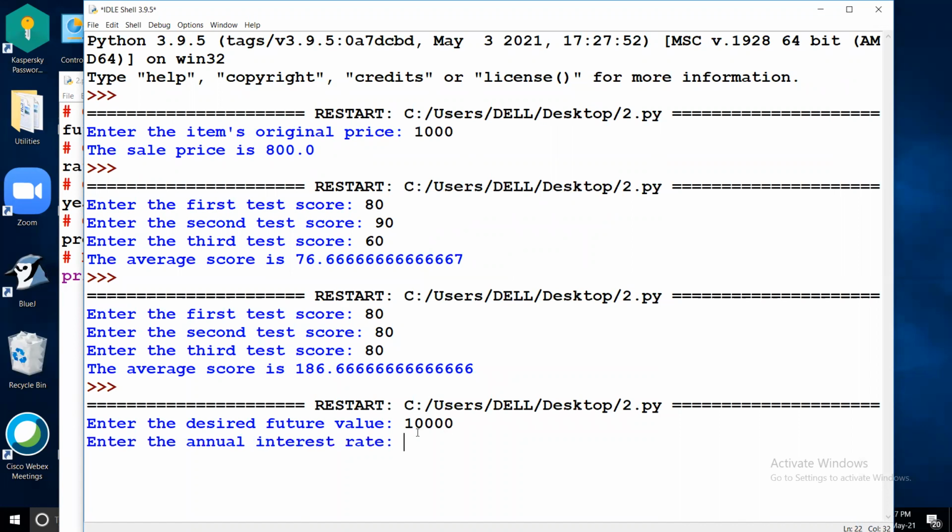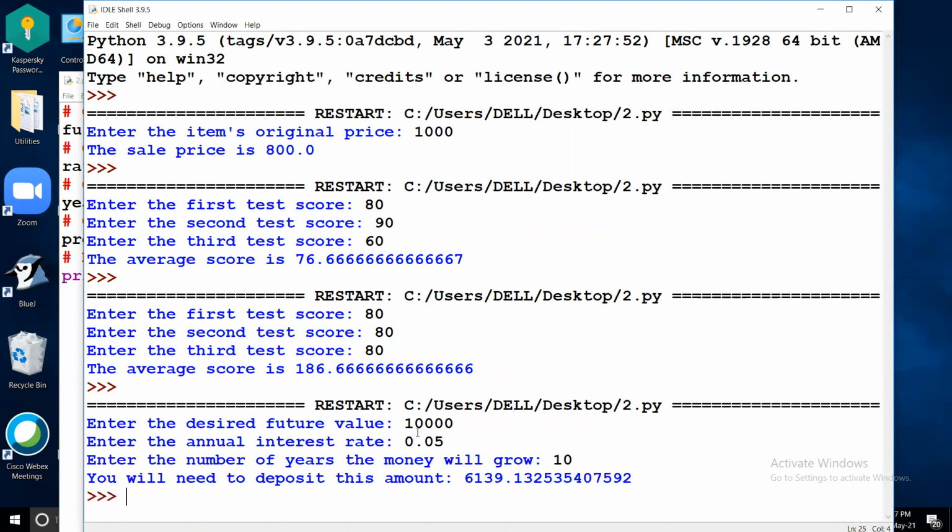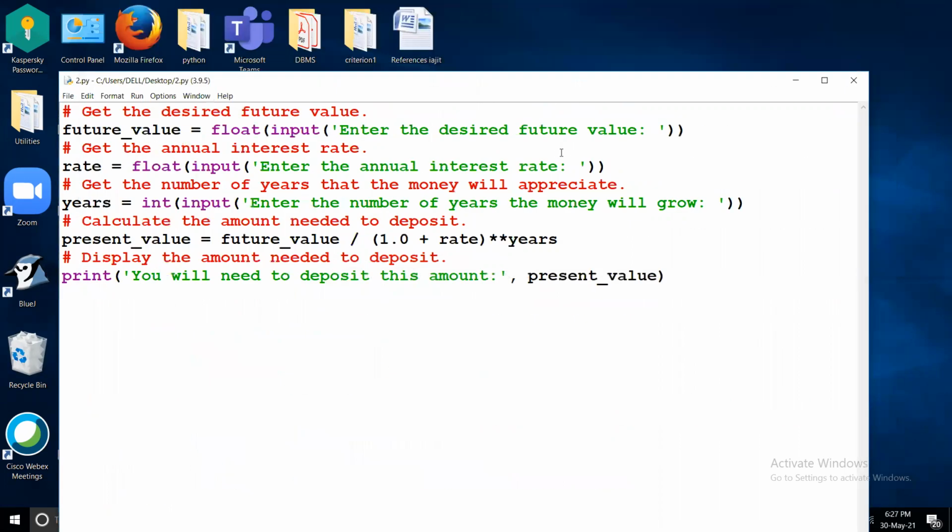It is asking to enter the annual interest rate, so I will give 0.05. And the number of years, I am giving 10. So it is giving the correct answer, 6139 point something. Okay. Suppose I change it without using that parenthesis, you will see what will happen.